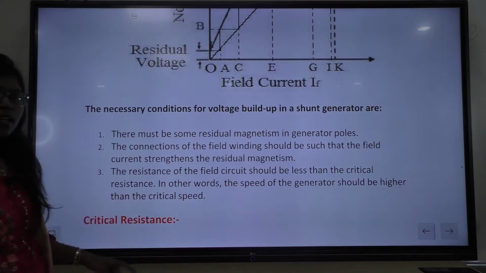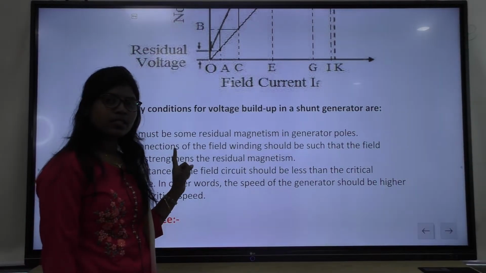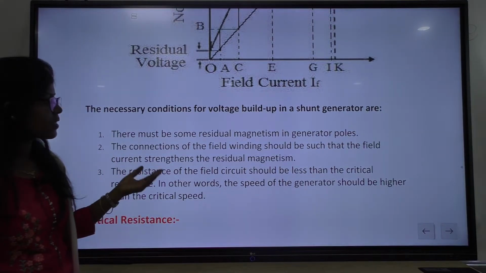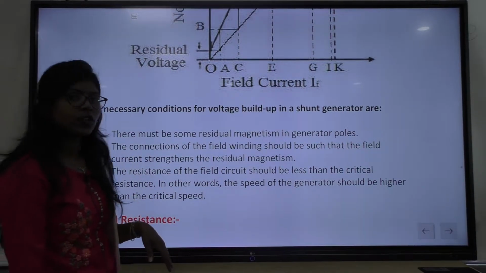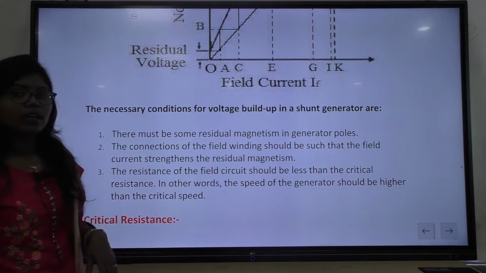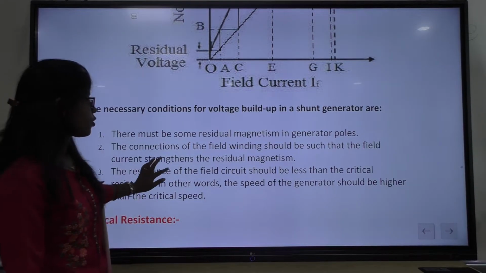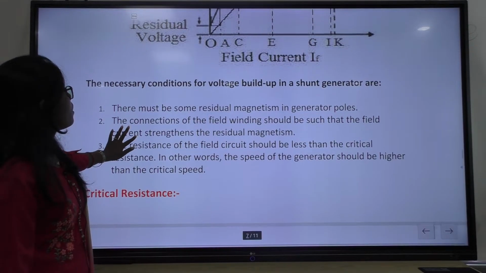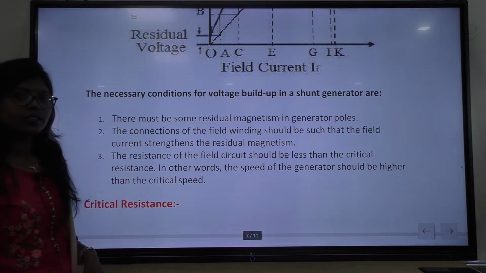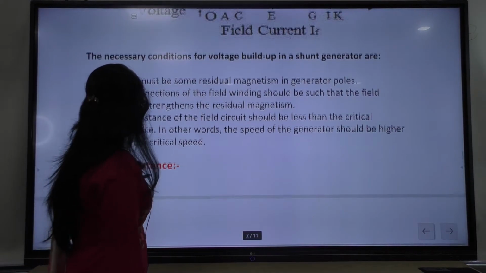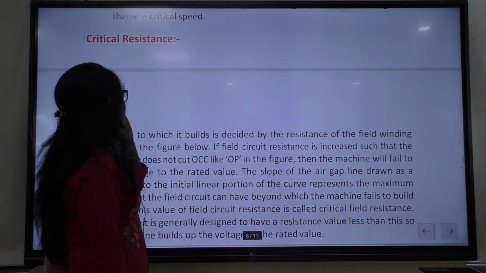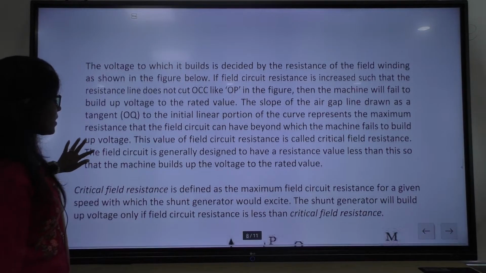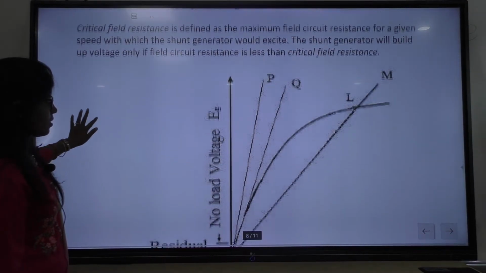So what are those conditions? First, the pole must have residual magnetism. Second, the field connection should be such that it strengthens the residual magnetism, and last, the field circuit resistance should be less than the critical resistance. Okay, this is the voltage build up in a shunt generator. Next, we will note two parameters of the shunt generator, that is critical resistance and critical speed. So what is critical resistance and what is critical speed, we will see.